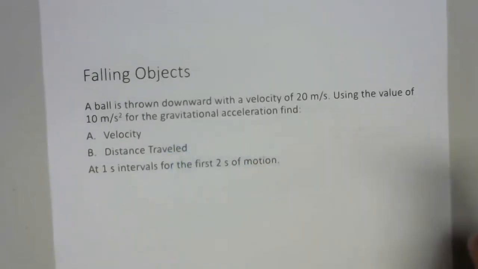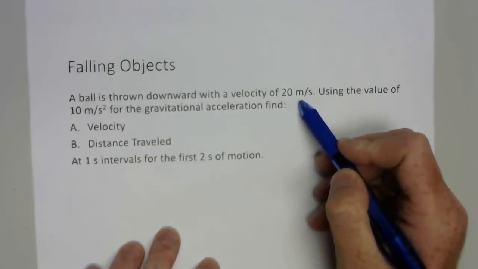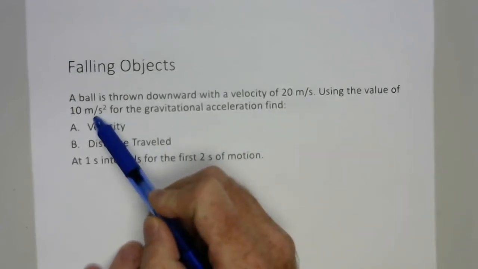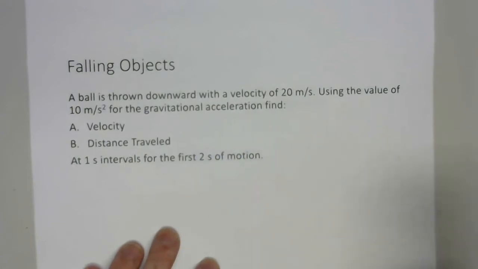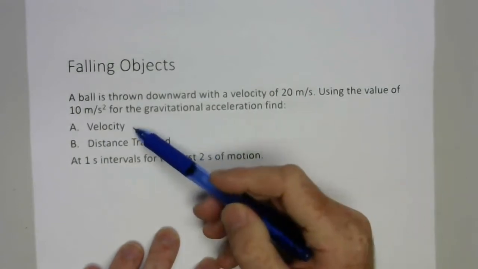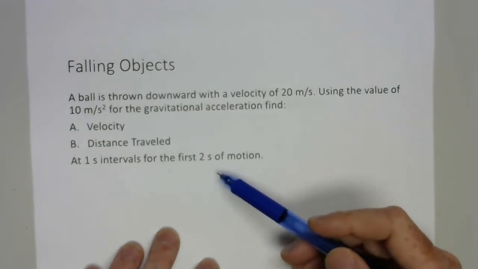So looking at this one, it's thrown downward with an initial velocity of 20 meters per second, using acceleration due to gravity of 10 meters per second squared. So the acceleration and the velocity are going the same direction, which makes it a little easier. We want to find the velocity and the distance traveled in 1 second intervals for the first 2 seconds of motion.